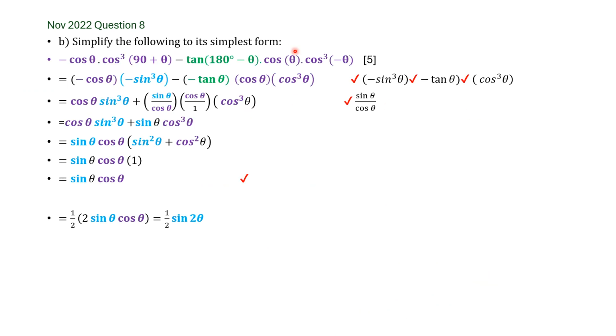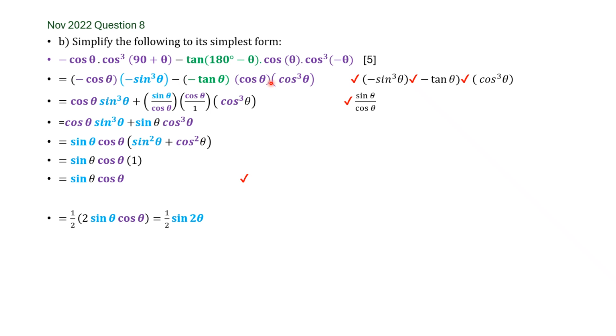Simplify the following to its simplest form. So that's what's given to us. So 90 plus theta, I should remember, falls in the second quadrant. In the second quadrant cos is negative. So this becomes negative, but 90 changes cos to sine. Negative sine cubed theta. 180 minus theta is in the second quadrant. In the second quadrant tan is negative, so therefore it becomes negative tan theta.